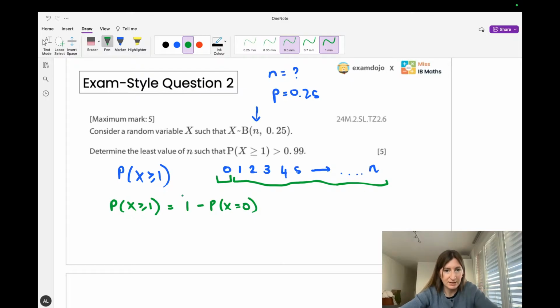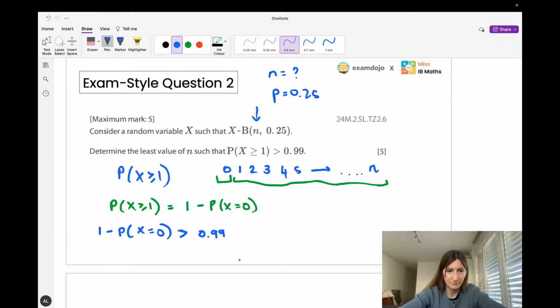Okay, so I'm just going to write this slightly differently. Looking at this equation here, the probability that x is more than or equal to 1, instead of that I'm going to write its new counterpart: the probability of 1 minus the probability that x equals 0. Same thing, right? We've just said that's the same thing. We've replaced this with this. Is more than 0.99.